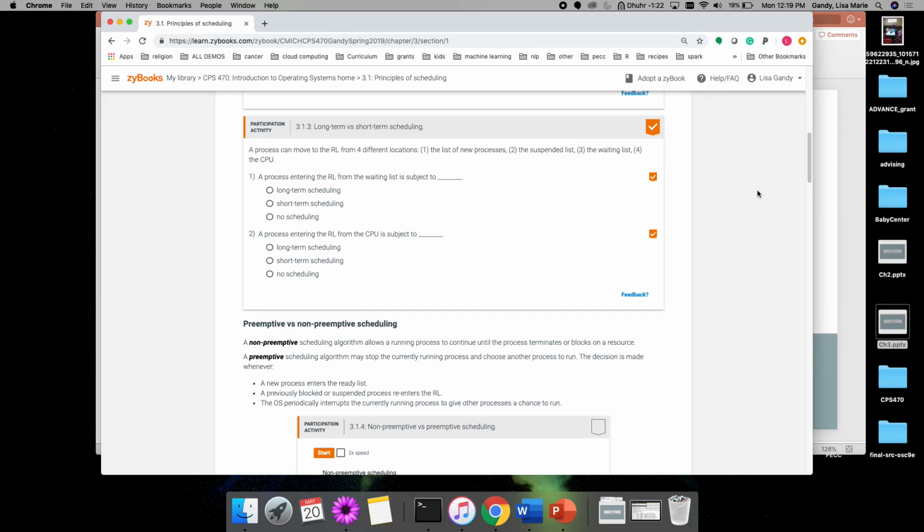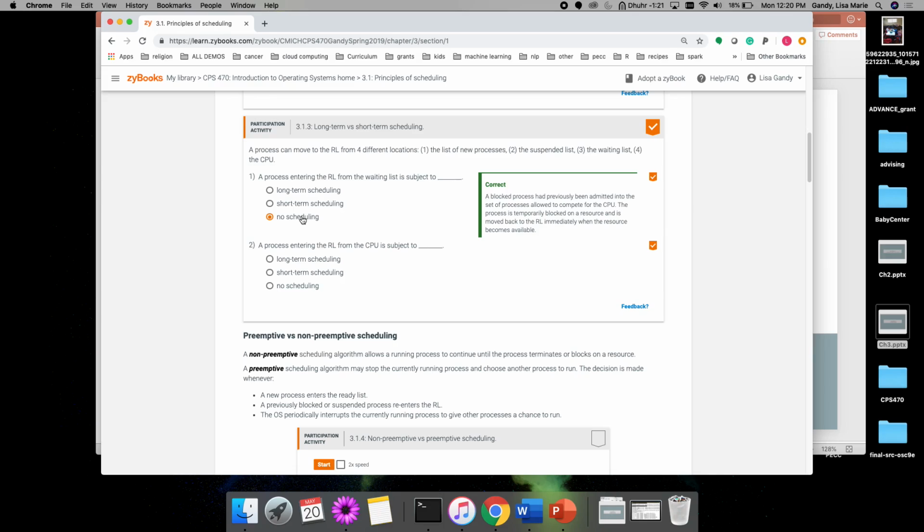And then the CPU. A process entering the ready list from the waiting list is subject to long-term scheduling, short-term scheduling, or no scheduling. What do we think? They didn't really talk about this, so this is something we're learning here. Is it short term? No. This is kind of details, but a blocked process had previously been admitted into the set of processes allowed to compete for the CPU. So the process is temporarily blocked on a resource and is moved back to the ready list immediately. It's just kind of a technicality. Okay, a process entering the ready list from the CPU is subject to what?